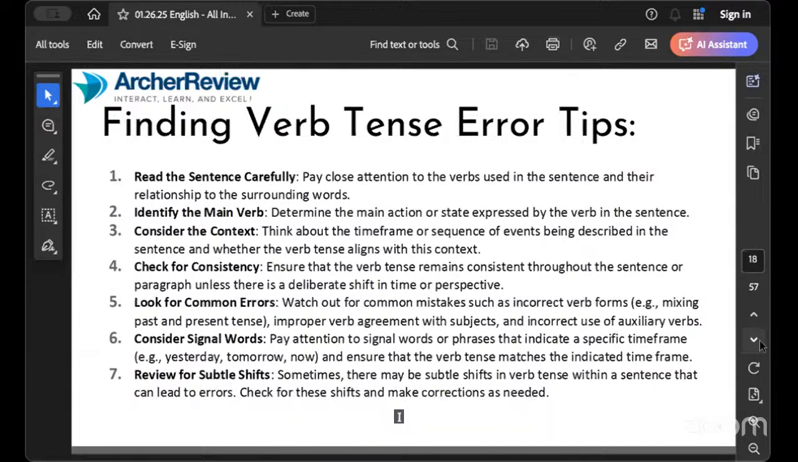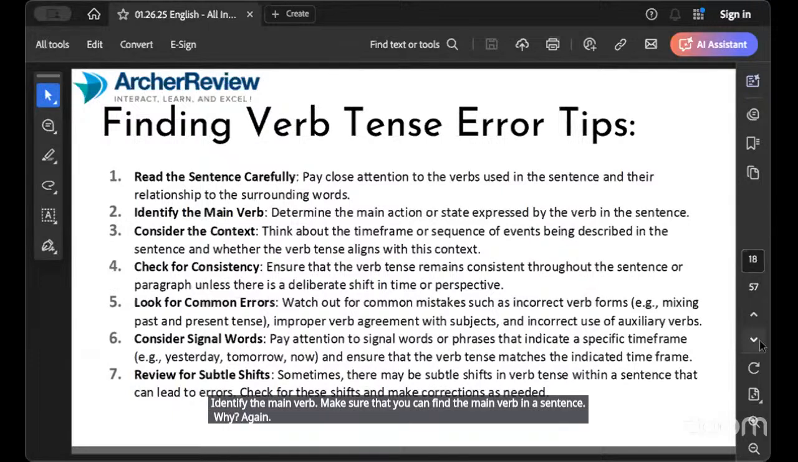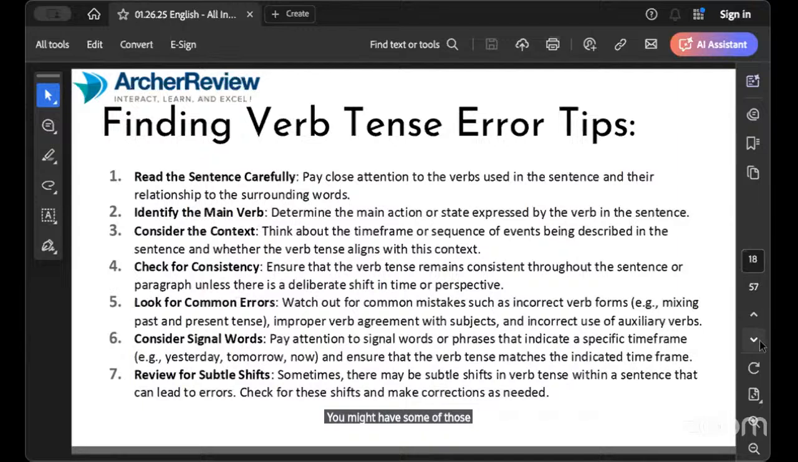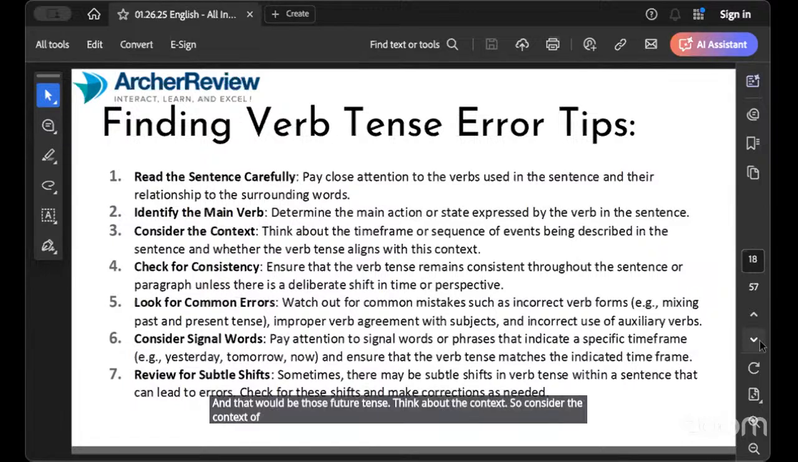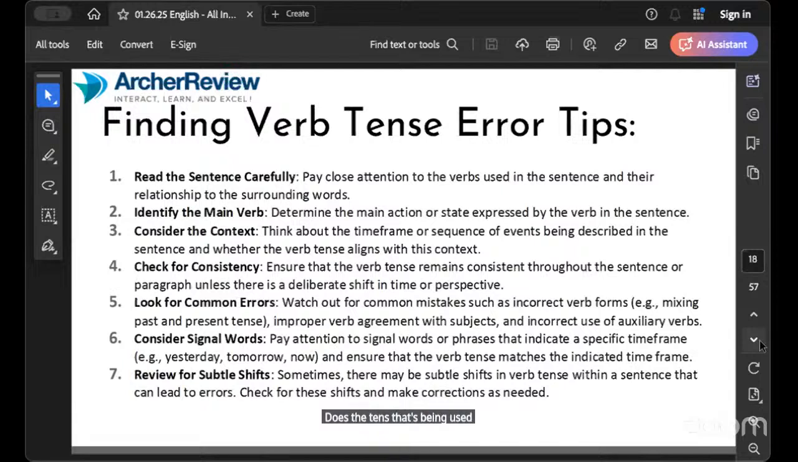Identify the main verb. So, make sure that you can find the main verb in a sentence. Why? Again, you might have some of those helping verbs, and that would be those future tense. Think about the context. So consider the context of the sentence. So what's the time frame? Is there a sequence of events that's being described in the sentence? Does the tense that's being used align with whatever that timeline is? Okay, like I said, with they will travel to Paris last month, that does not fit the timeline. Take it back, rewind, and look at it again.